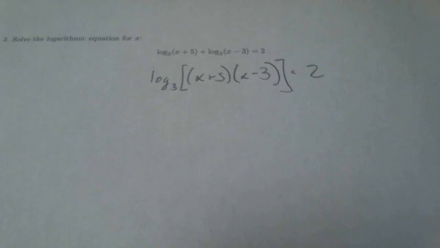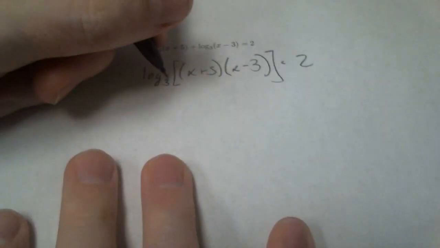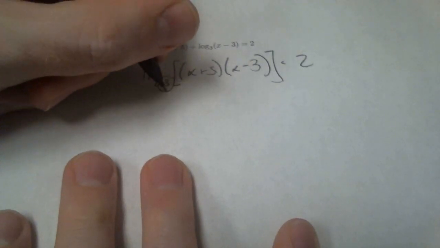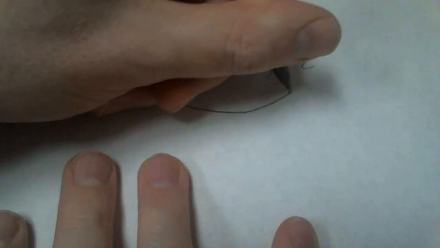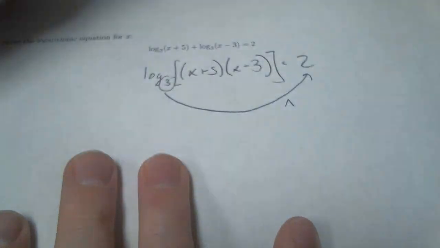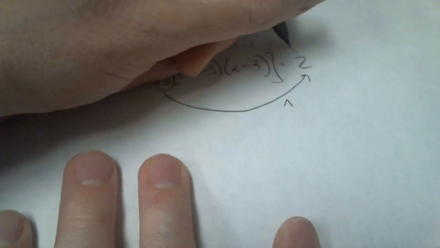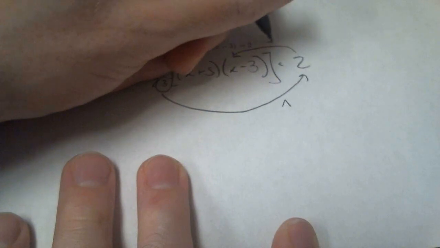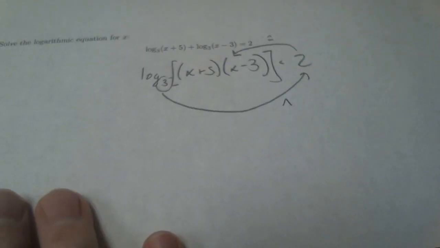All right, so once you have a single logarithm on one side, you're just going to convert this to an exponential equation. So to do that, you're going to take whatever your base is, you're going to raise it to whatever power your logarithm equals, and then you're going to take that and set it equal to whatever you're taking the logarithm of.